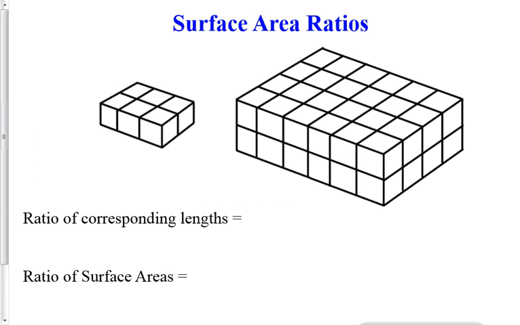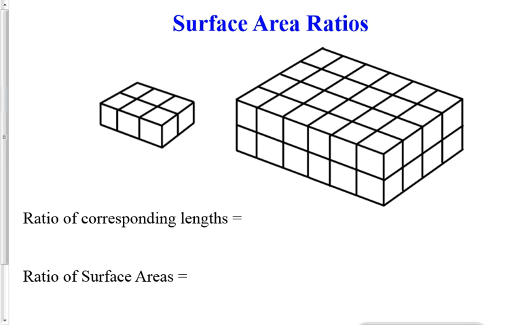So the question is now, does that same conjecture apply to 3-dimensional objects? We certainly saw that it applied to 2-dimensional figures. What about 3-dimensional figures? So 3-dimensional figures don't have an area, they have a surface area. So we're going to go through a couple examples, do the same thing, find the ratio of the corresponding lengths and the ratio of the surface areas.